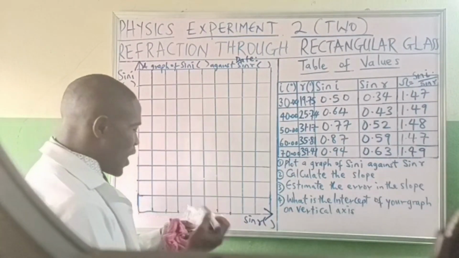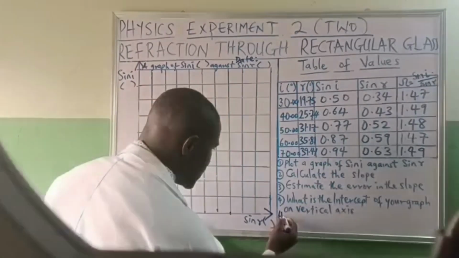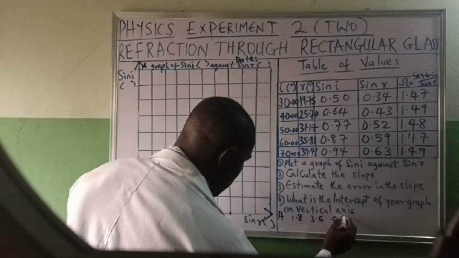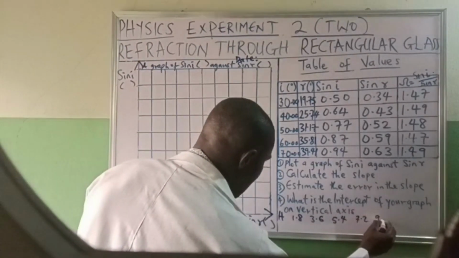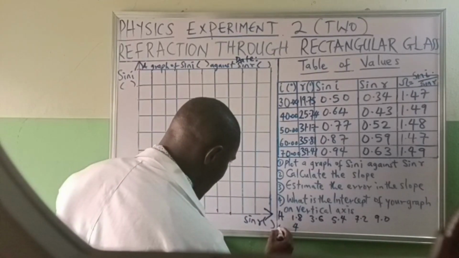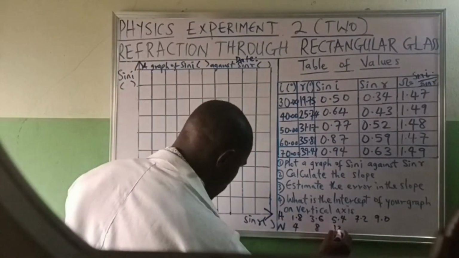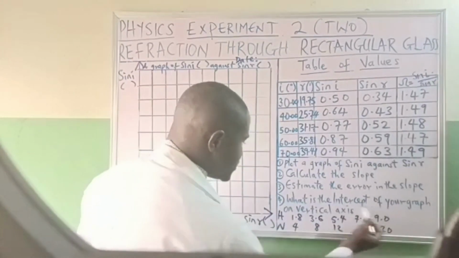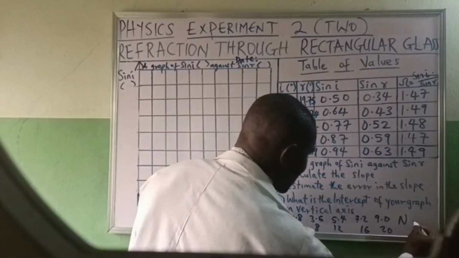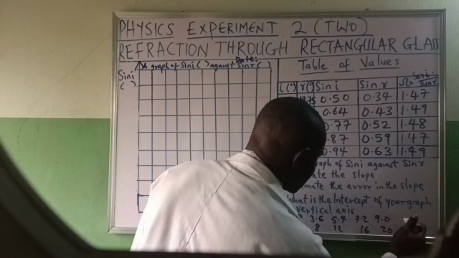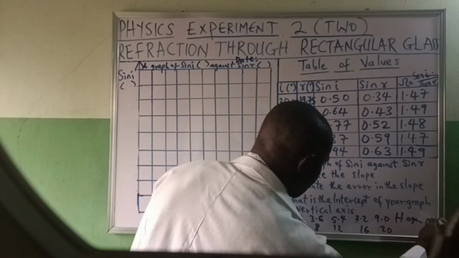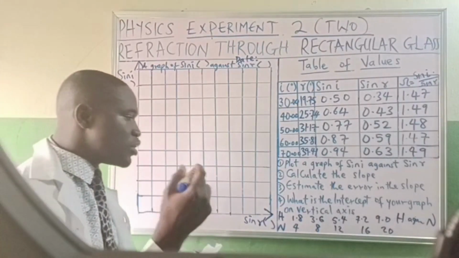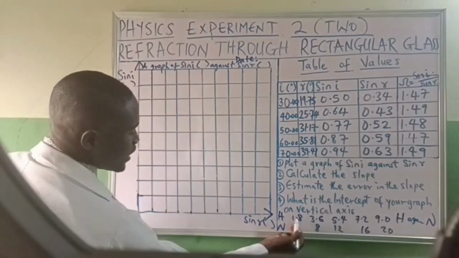Now, assuming you are given the following readings, they say here is H: 1.8, 3.6, 5.4, 7.2, 9.0. For here N: 8, 12, 16, and 20. Now, assuming that this is the reading for H and this is the reading for N, and they say H against N. Plot the graph of H against N, starting both sides from the origin. If they say starting both sides from the origin, you know the lowest is 1.8.